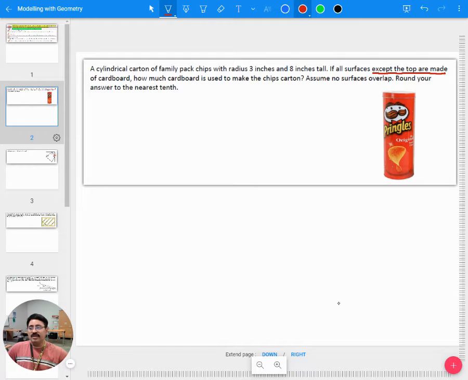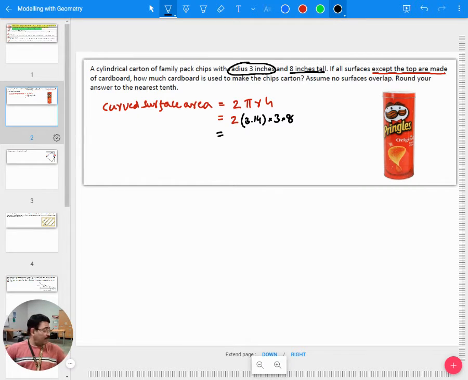That's the curved surface area. So curved surface area, the formula is 2 times pi times radius times height. Now let me plug in the values. 2 times the value of pi, you know, that is 3.14. And what is the radius? Please notice that radius is given as 3 inches and height is 8 inches tall. Therefore, times 8. So let me grab my calculator.